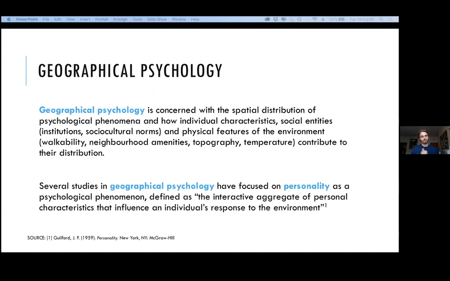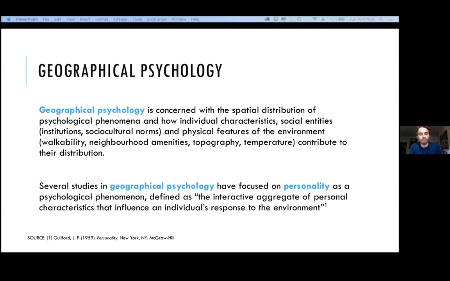So quite briefly, geographical psychology is concerned with the spatial distribution of psychological phenomena. In particular, it looks at how individual characteristics, social entities, and physical features of an environment contribute to this distribution. And one quite prominent domain within geographical psychology is this idea of personality: the interactive aggregate of personal characteristics that influence an individual's response to the environment. It's a growing area of research now, and several studies have focused on personality.